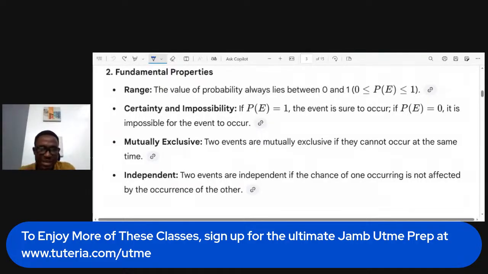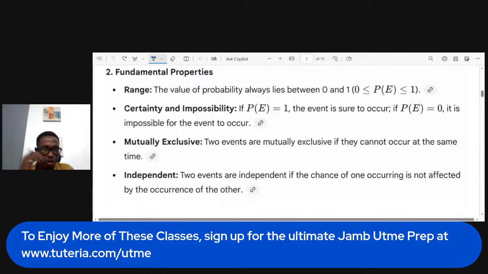And impossibility in probability means it is not possible. This event will never occur. So the probability of this event occurring is 0. That's what we mean by impossibility. So certainty means it is very, very possible, and that is what is happening. There's no change to it. Probability of you writing JAMB.